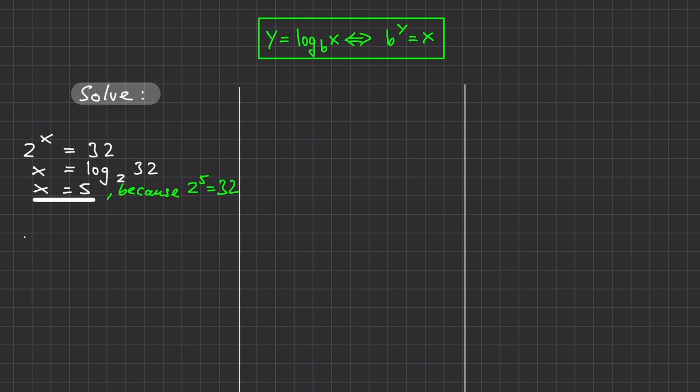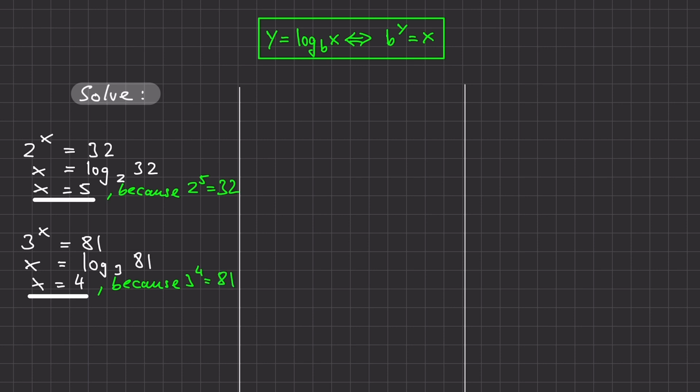What about 3 raised to the power of x equals 81? We can write x equals log base 3 of 81, which is then x equals 4, because 3 to the 4th equals 81.